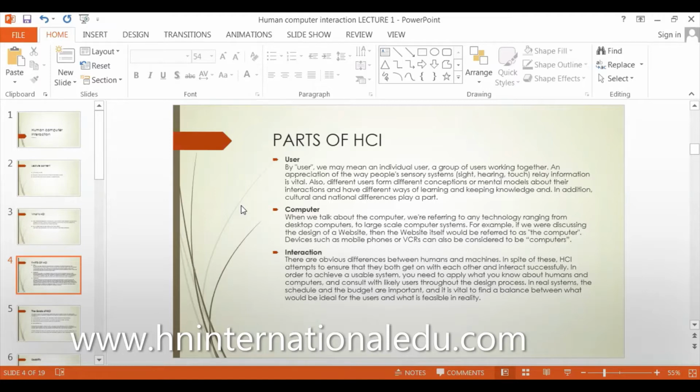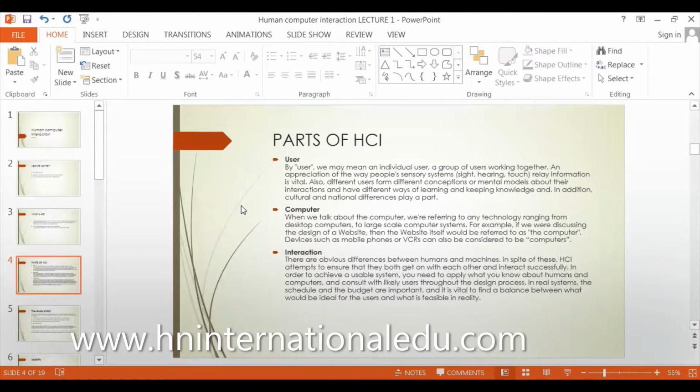So when we talk about computers, we are referring to any technology ranging from desktop computers to large scale computer systems. For example, if we are discussing the design of a website, then the website itself would be referred to as the computer. A computer can be any application, any technology used. Devices such as a mobile phone or VCR can also be considered as a computer. So a computer is anything, any digital technology we are using. Your VCR, your mobile phone, the websites, Google, everything, we will call it a computer. So when we say we are discussing human computer interaction, we are actually interacting with the new technologies.